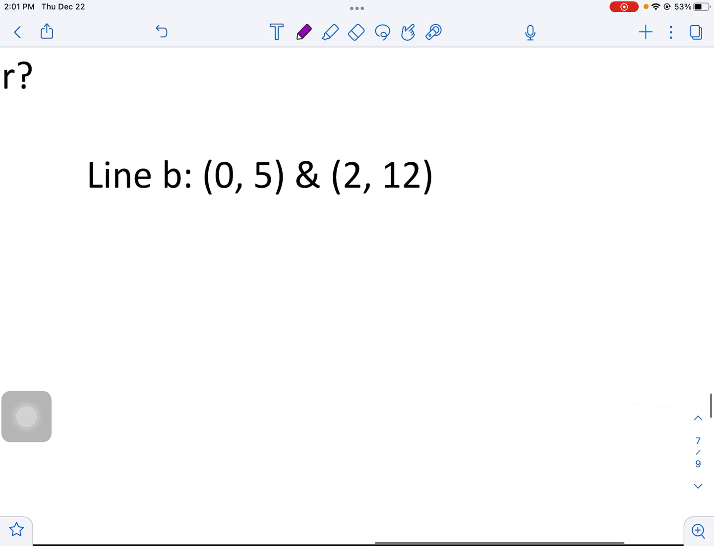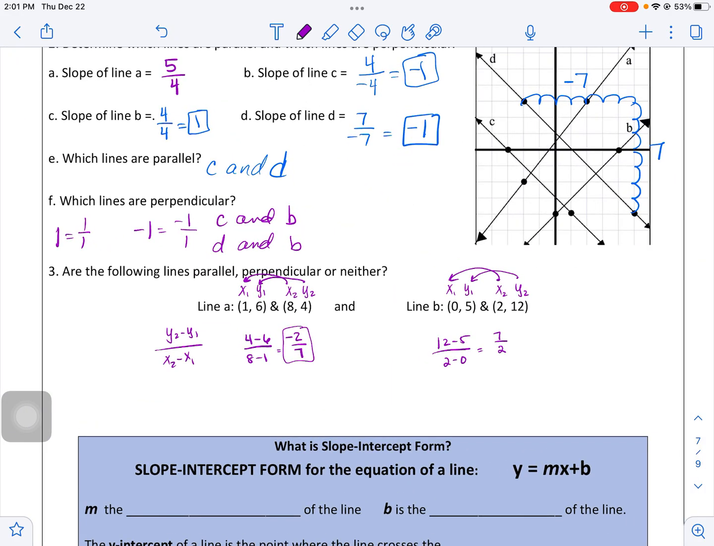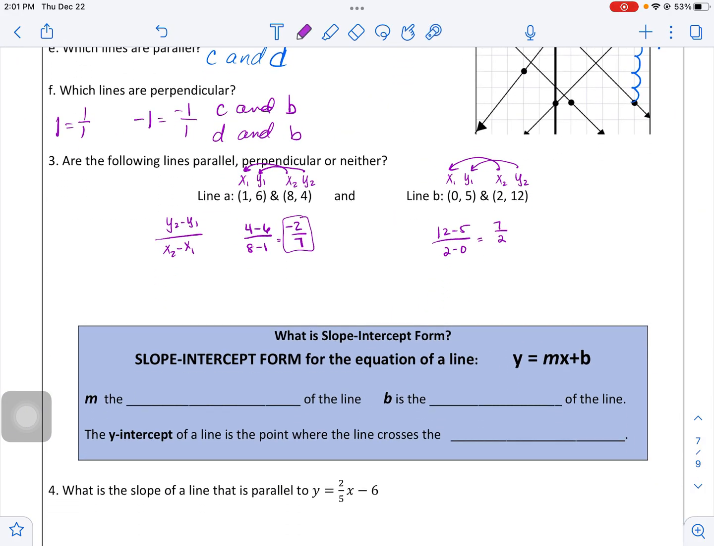Okay, now we have to do it over here. x1, y1, x2, y2. So y's, 12 minus 5, x's, 2 minus 0, I get 7 over 2. So if I'm looking here, I have negative 2 over 7 and positive 7 over 2. So they are opposite signs. My numerator went to my denominator and my denominator went to my numerator, and you can see it right here. So these are going to be perpendicular. So my answer is perpendicular.